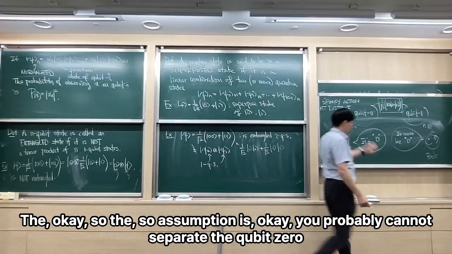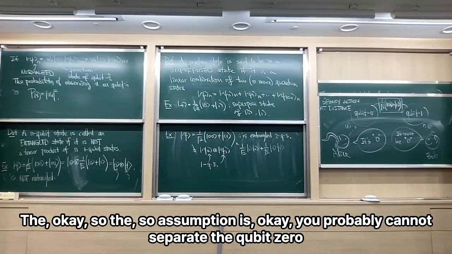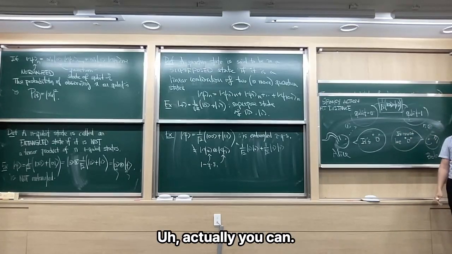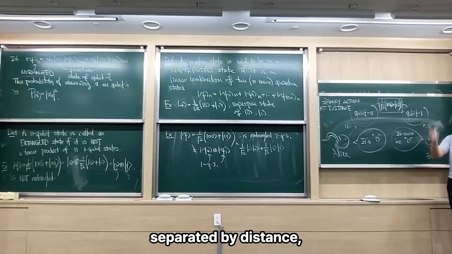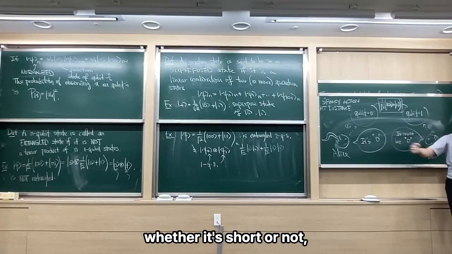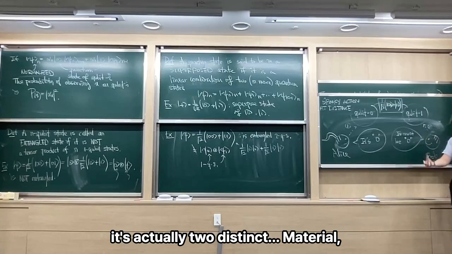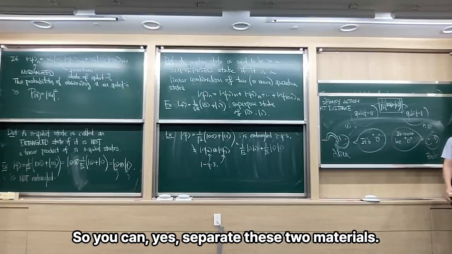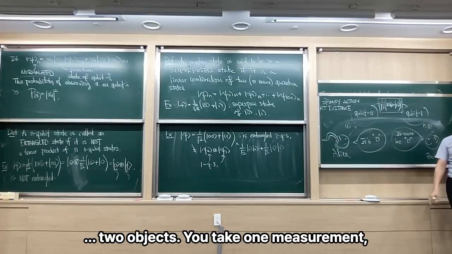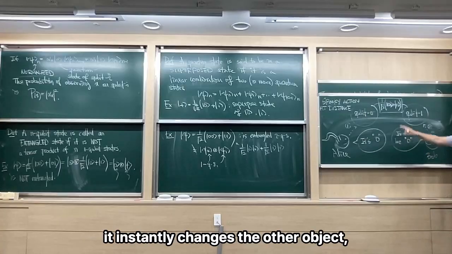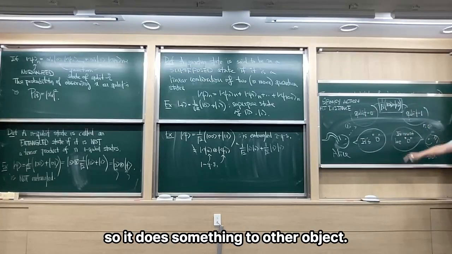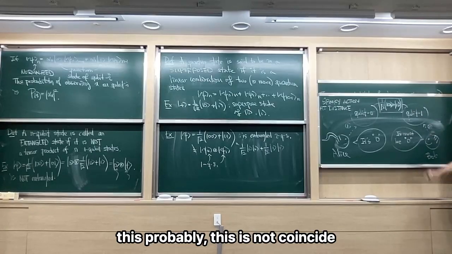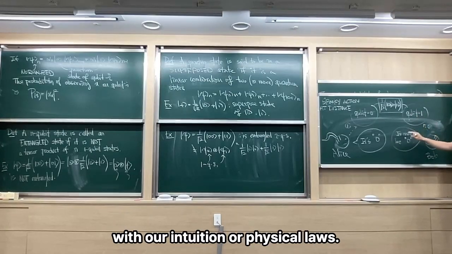So the assumption is that you probably cannot separate qubit 0 and qubit 1 as two materials. Actually, you can. There are two quantum materials separated by distance, whether short or not. They're actually two distinct materials, and then you can make them entangled together. So you can separate these two materials. These are physically separated objects. You take one measurement, and it instantly changes the other object. So it does something to the other object. If you think of it that way, this does not coincide with our intuition or physical laws.